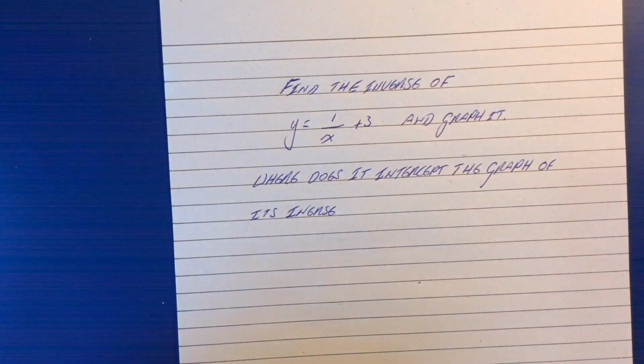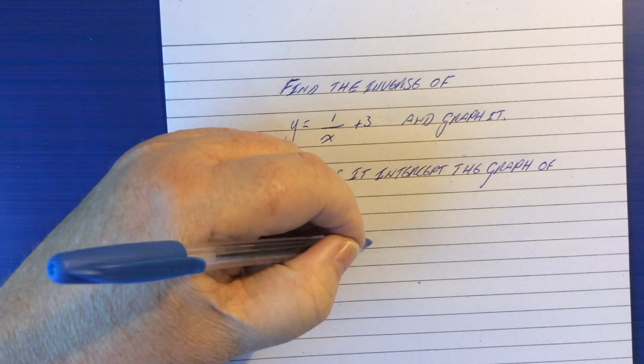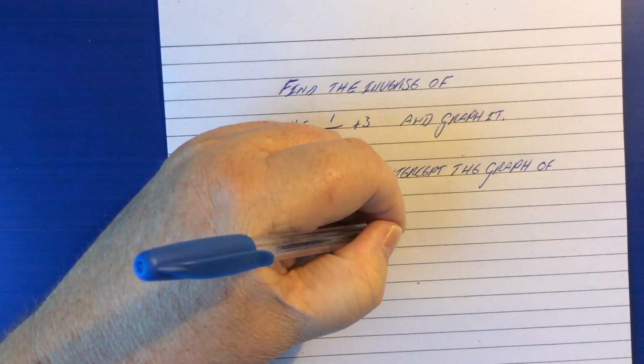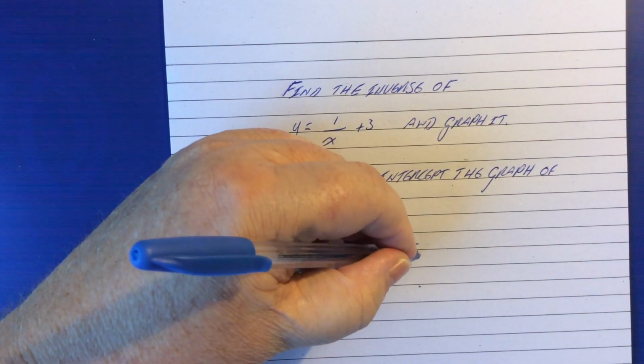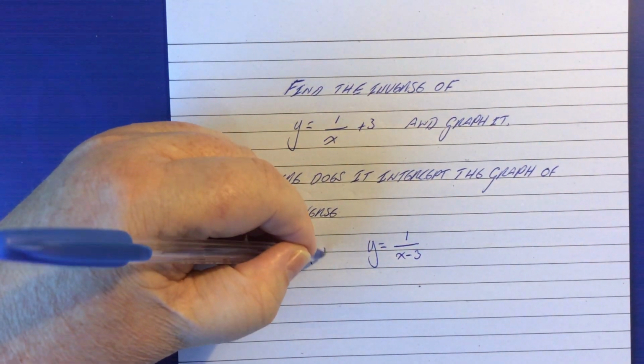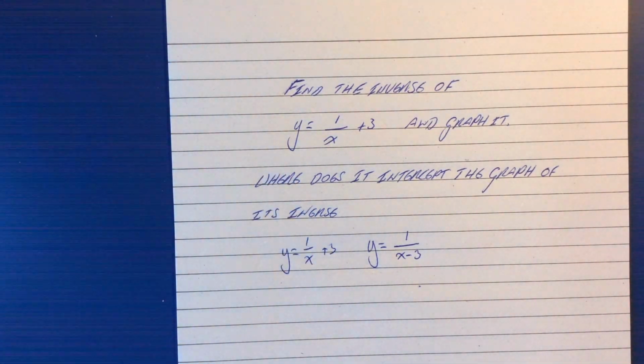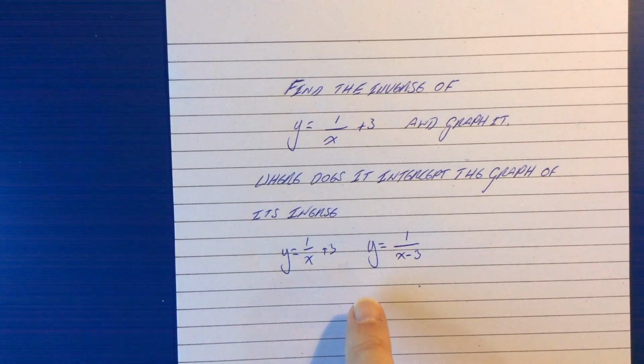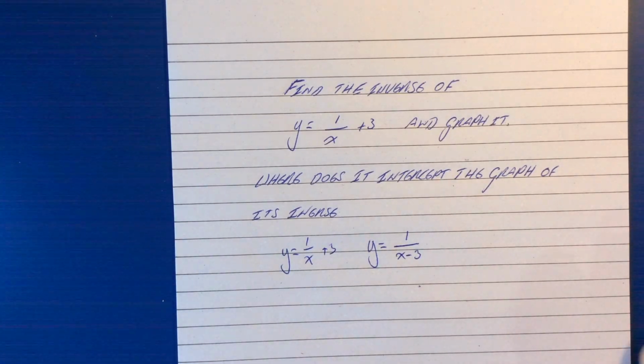So let's just note that. We'll pop that here: y equals 1 over x minus 3. And the original was y equals 1 over x plus 3. So you can see and get a little bit of a feel for the difference between these two. Each one is the inverse of the other. Now, there is more work to do. What we've got to do is find out where these things actually intersect each other.